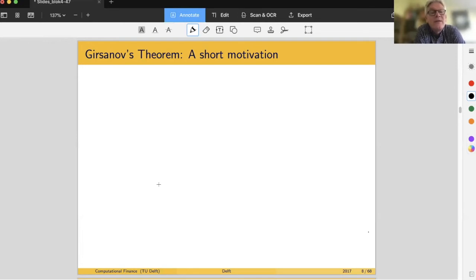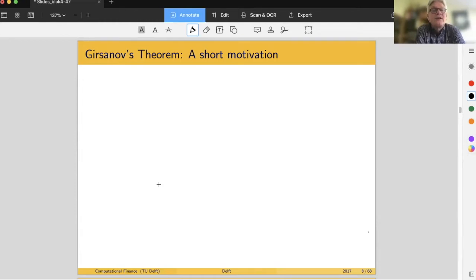Girsanov's theorem in one dimension. Girsanov's theorem is important in financial mathematics because it allows changes of measure for financial price processes, and we will be seeing that we will use them a lot. There is also a multidimensional Girsanov theorem, and we will see that in a later video lecture.